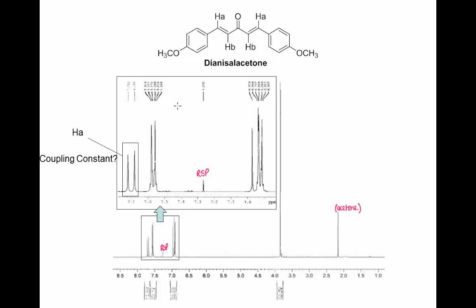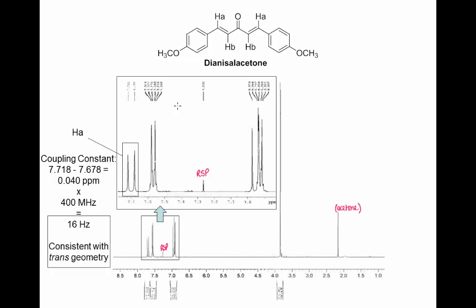If we measure the exact chemical shift of each peak in the doublet, subtract one of these values from the other, and multiply the result by the operating frequency of the spectrometer, we get a value of 16 Hz. This is consistent with trans geometry and thus confirms the proposed structure provided alongside this NMR spectrum.